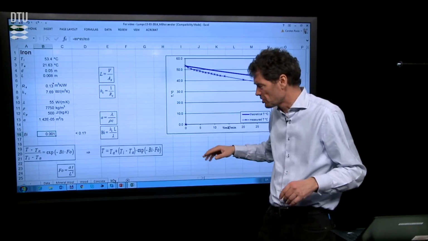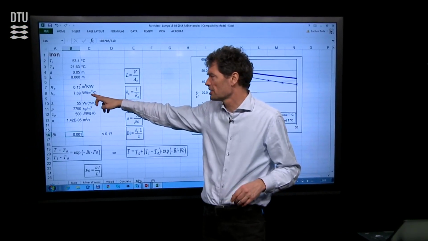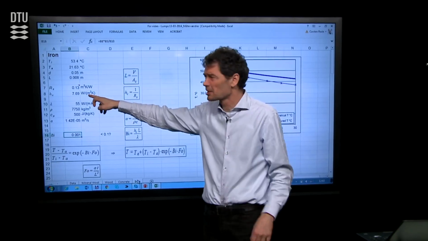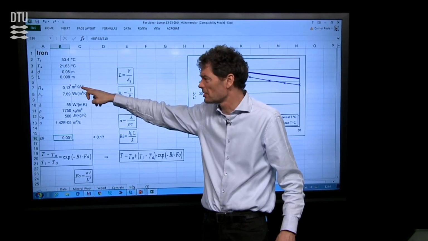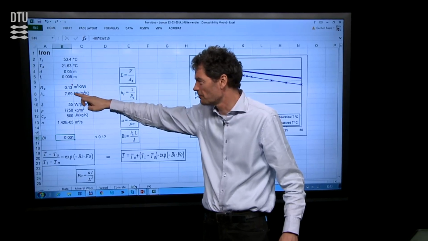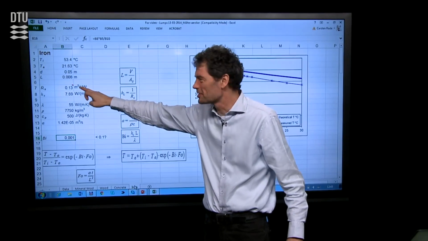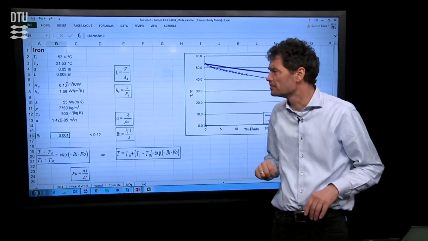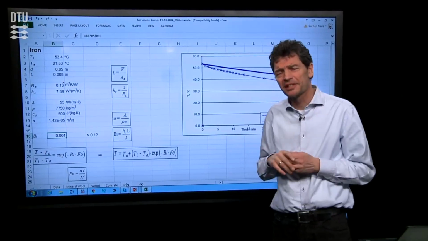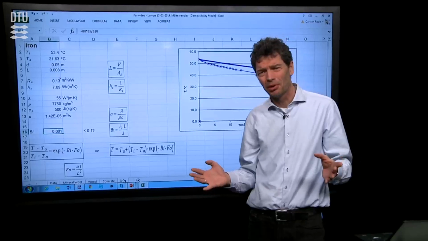Well, in my spreadsheet I needed to insert a heat transfer coefficient. And as I explained earlier, that's 1 divided by the surface heat transfer resistance. So resistance 0.13 and heat transfer coefficient is around 7.7. But those values are standard values that we have in normal indoor environments.